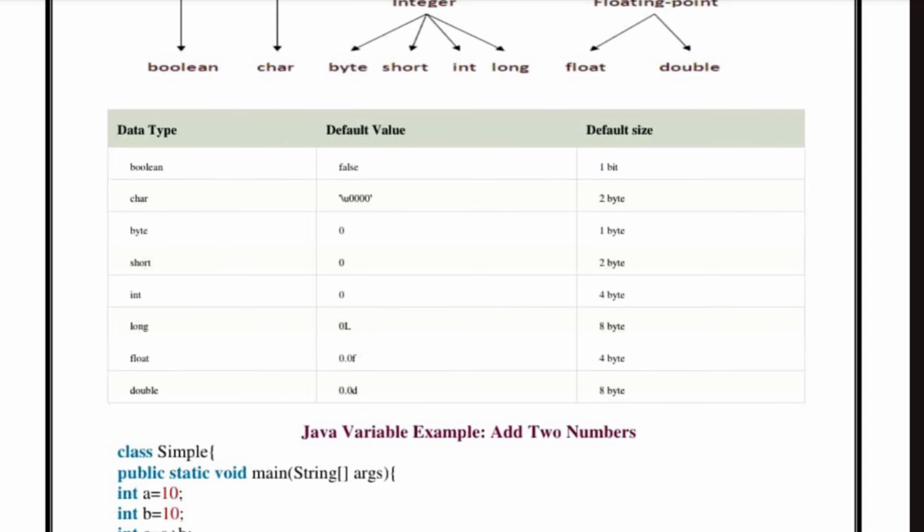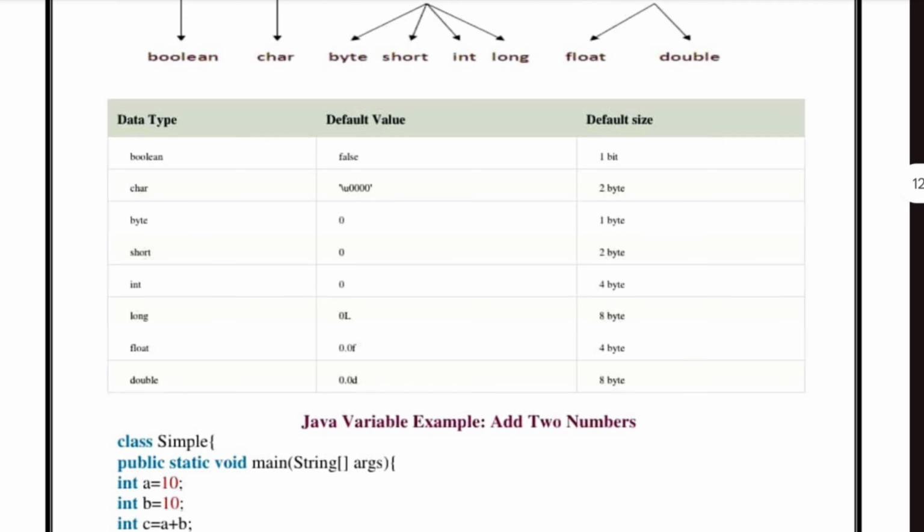For boolean, the default value is false and the size is 1 byte. Next, char: default value \u0000, default size 2 bytes. Byte: default value 0, size 1 byte. Short: default value 0, size 2 bytes. Int: default size 4 bytes, default value 0. Float: default size 4 bytes, default value 0.0f. Double: default size 8 bytes, default value 0.0d.